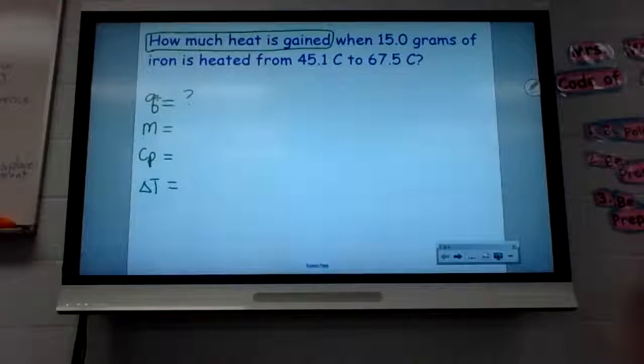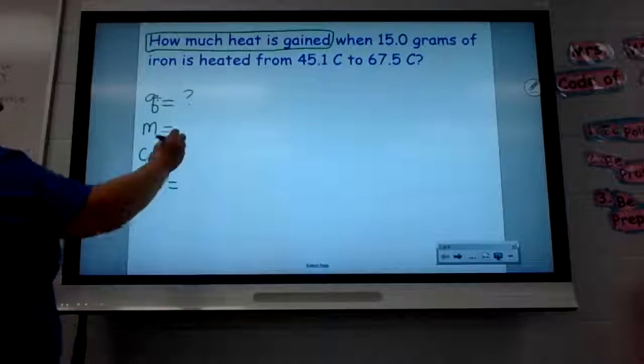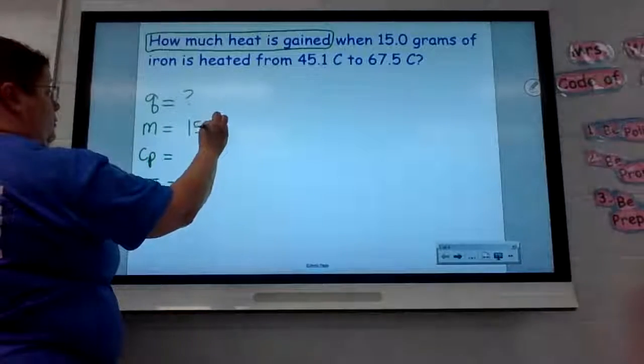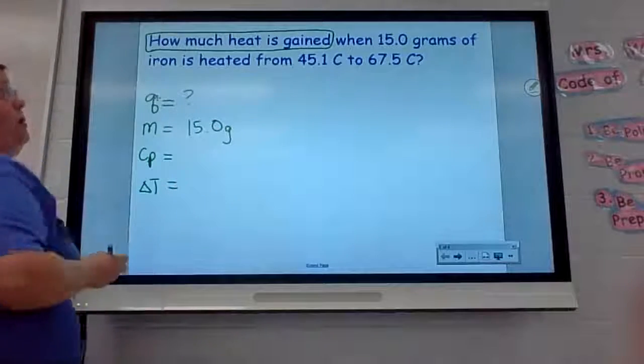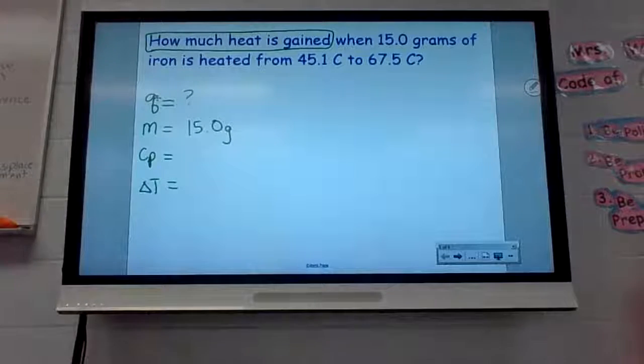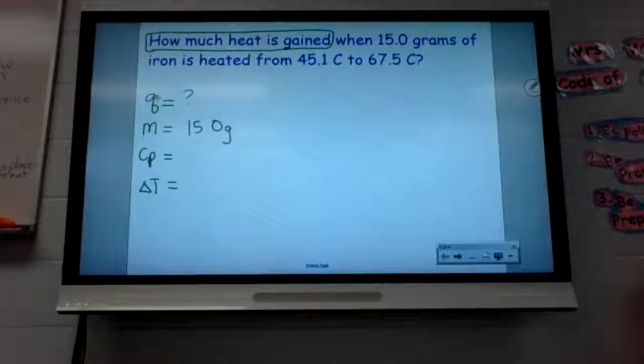That is a mass. Grams is always a mass, so you know that has to go here. All right? What is a C? What unit is a C? That's a Celsius, so it has to be a temperature. Okay? A Celsius has to be a temperature.